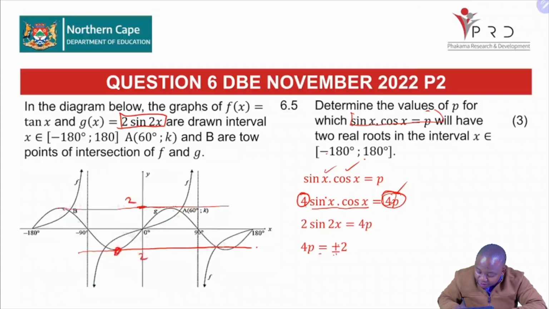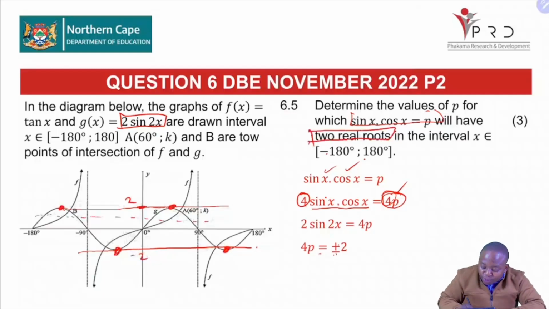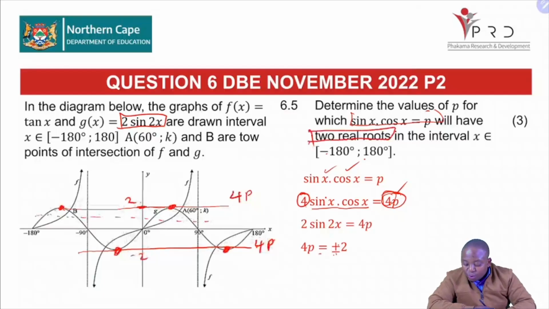That's why we're intersecting how many times? 2 times, right? The 1, 2. If you go below that 2, you're going to intersect how many times? 4 times. If you go below that negative 2 again, we're going to intersect how many times? 4 times. So when you're looking for the two real roots, we are looking for points whereby we are going to intersect 2 times. So the 4p can either be 2 or it can be negative 2 in that case.